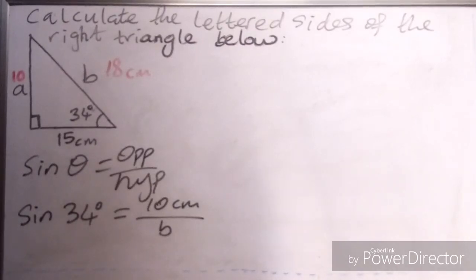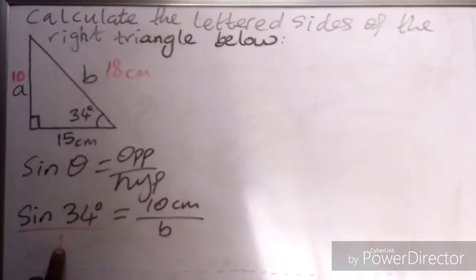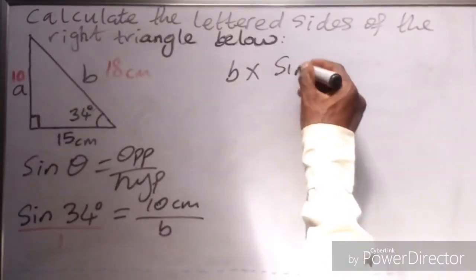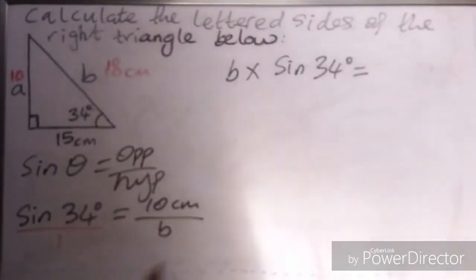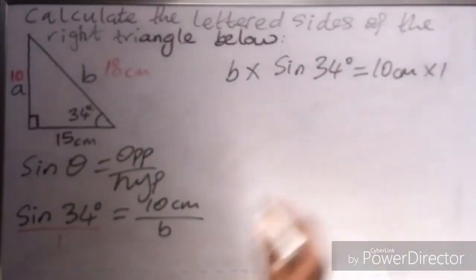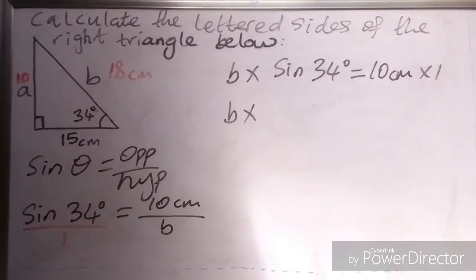Remember that we have an imaginary denominator of 1 here. So what we have is B multiplying sine 34 degrees and 1 multiplying 10 centimeters. So we have B times sine 34 degrees, which is equal to 1 times 10 cm, so 10 cm. That gives us B times, what is the value of sine 34 degrees?